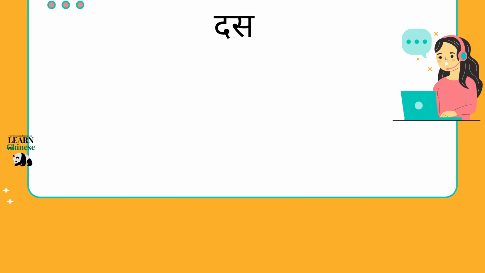Thus. Now let's count from 1 to 10. 1. 一 2. 二 3. 三 4. 四 5. 五 6. 六 7. 七 8. 八 9. 九 10. 十 That's it.